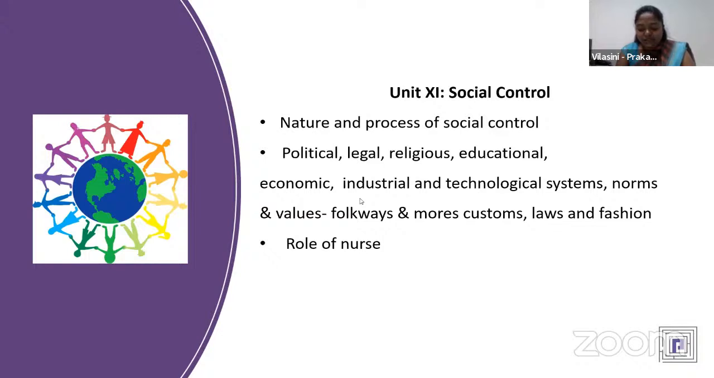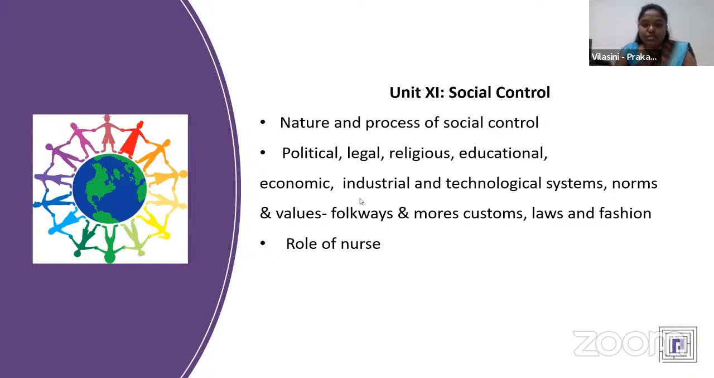The next comes to the values. Values are standards of a group or the society. For example, we can take ideas and things which are considered important to a person. The next is folkways. Folkways are the way of life of a person, how the person can modify his behavior through their lifestyle.